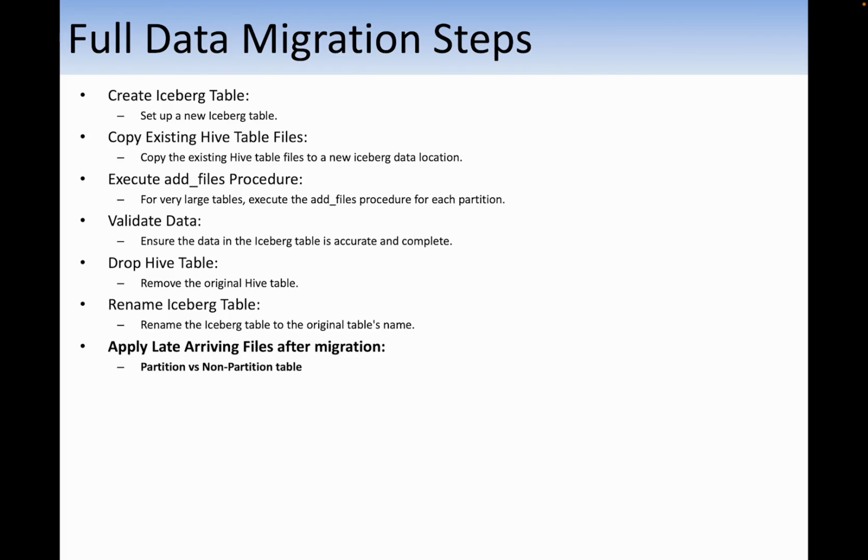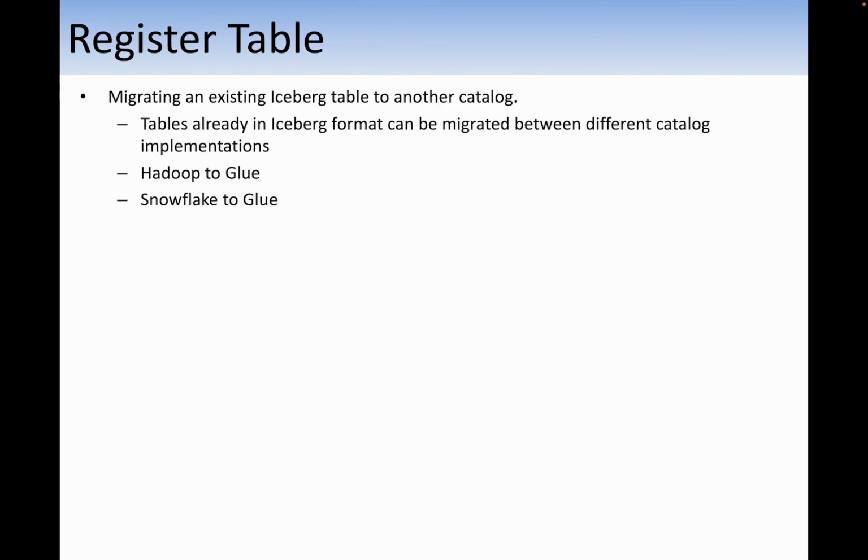Late-arriving data, partitioned versus non-partitioned, has a different way of doing it, but I will be uploading those videos soon. Now there is another procedure called register table. Let's say you already have an Iceberg table in a Hadoop catalog, or a Glue catalog, or a Hive catalog, or a Snowflake catalog, but you want to migrate it. Let's say you want to shut down Snowflake and move into the Glue catalog, or shut down Glue and move into the Hive catalog, or maybe in the future Polaris or Unity catalog. You use the register table procedure to migrate from one catalog to another.